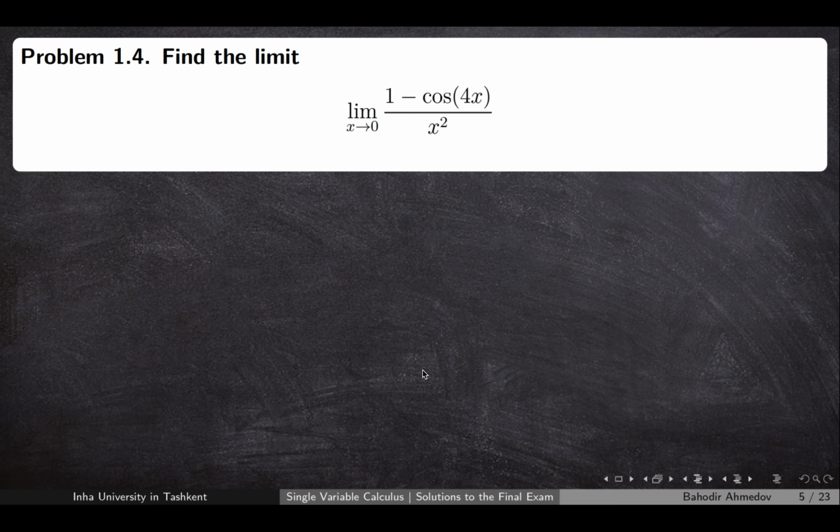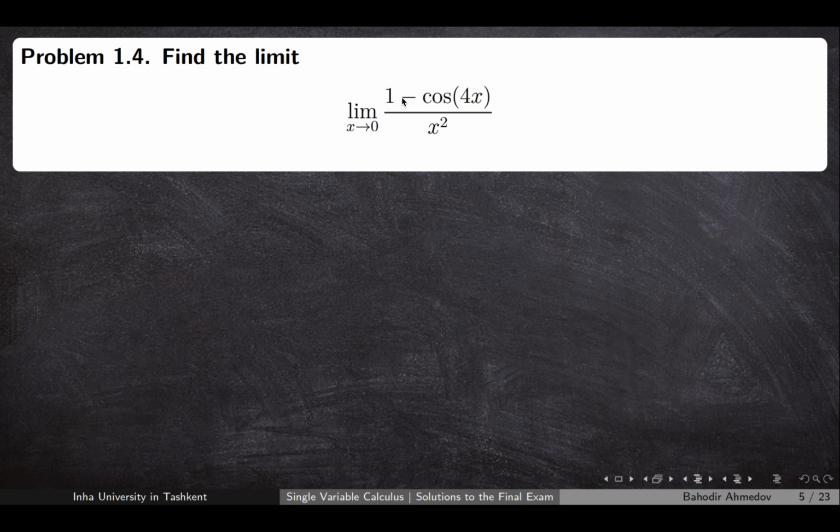Find the limit of this function. This is a so-called indeterminate limit, because if I substitute the 0 here and here, I'm going to get the ratio of 0 over 0, right? Because cosine of 0 is 1. So this is going to be 1 minus 1, which is 0. And in the denominator, I will have 0 again.